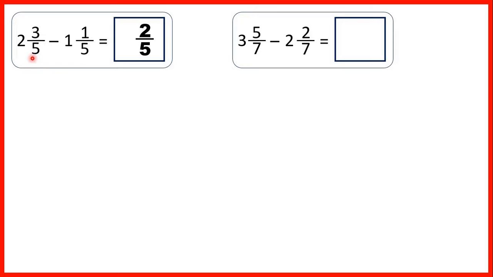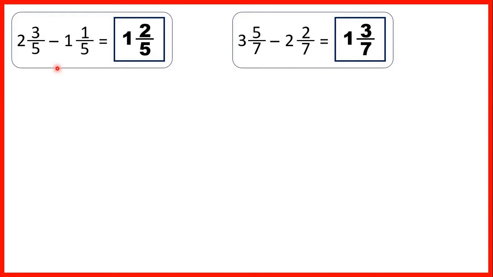But then we need to look at our whole numbers. We have 2 minus 1, so that's 1 in our answer, which gives us 1 and 2/5. Next, we have 3 and 5/7 minus 2 and 2/7. We check to see if we can subtract the fraction, and 5/7 minus 2/7 is 3/7, because the denominator stays the same, 5 minus 2 is 3. But then we need to subtract the whole numbers. 3 minus 2 is 1, so that gives us 1 3/7.